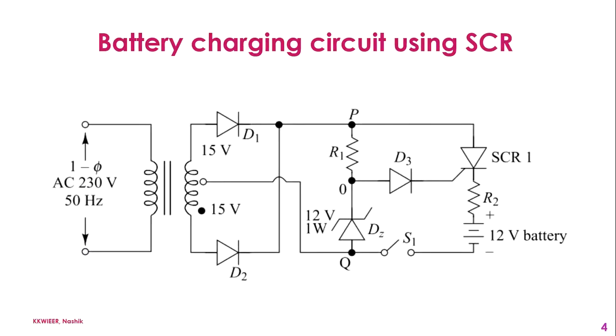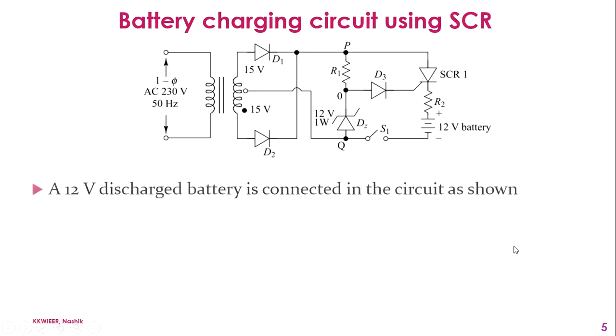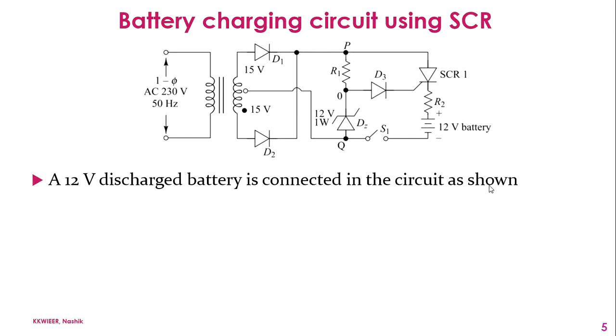This is a block diagram for a battery charging circuit using SCR. So here SCR is used along with the 4 diodes D1, D2, D3, and here Zener diode is used. Here is a switch S1 and 12 volt battery supply. So a 12 volt discharged battery is connected in the circuit as shown over here.